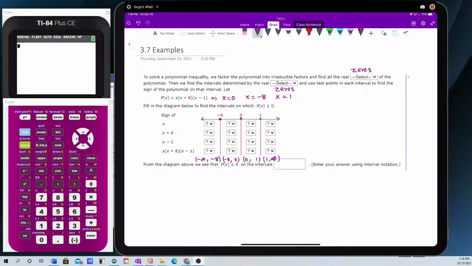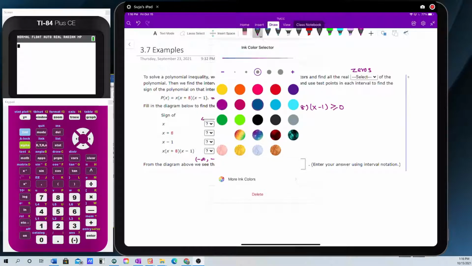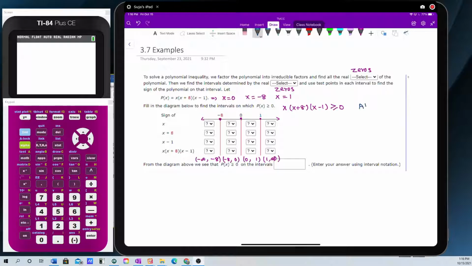Okay, so the polynomial is given to you as x times x plus 8 times x minus 1, and they say this polynomial should be greater than or equal to 0. So x times x plus 8 times x minus 1 is greater than or equal to 0. One of the advantages in this problem is it's already in factored form. So I have less work, so do not combine them together.